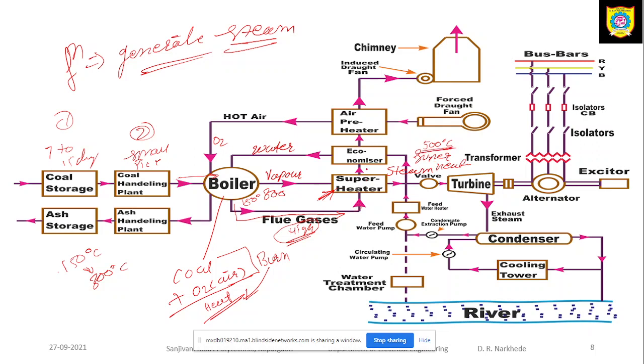Then these gases still have some temperature, so we pass them again through the economizer. Now what is this economizer? The economizer is a device used to increase the temperature of the water fed to the boiler. Initially the temperature of the water is nearly 30 degrees centigrade, and if I put 30 degrees centigrade water into the boiler, I require more energy to increase its temperature. So I pass that water through the economizer, and with the help of these gases a temperature of up to 40 degrees centigrade can be achieved.